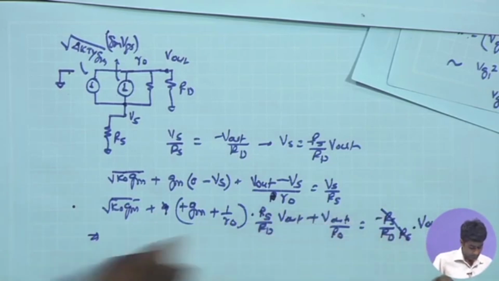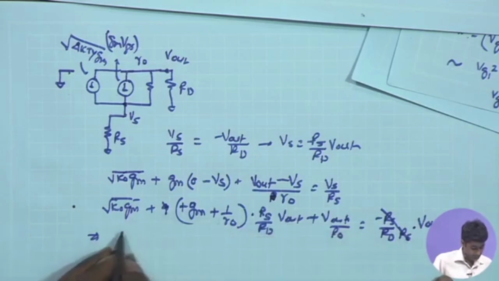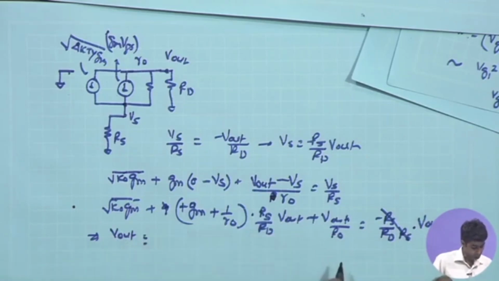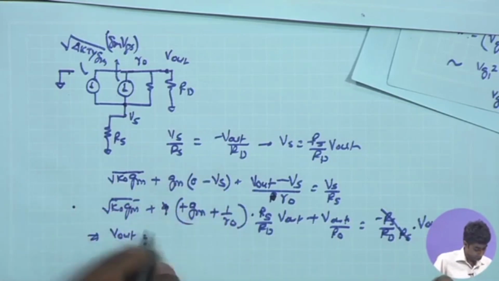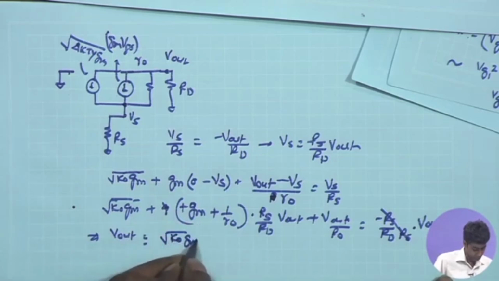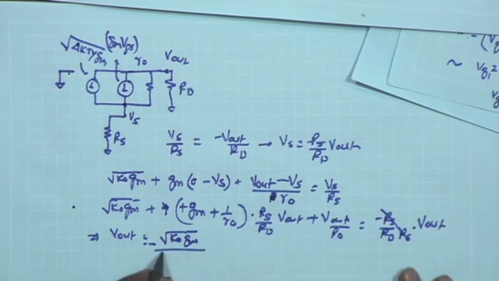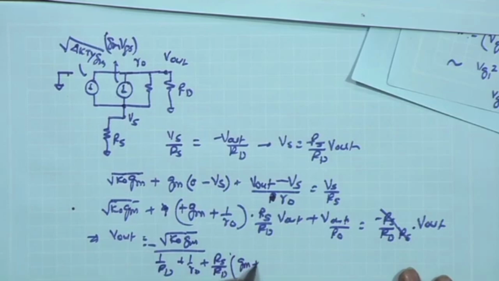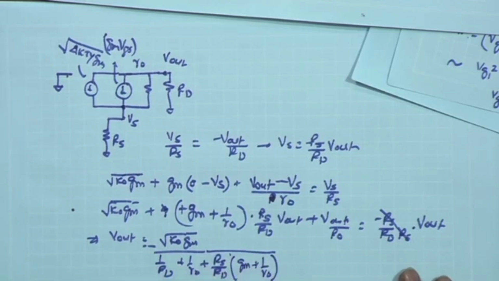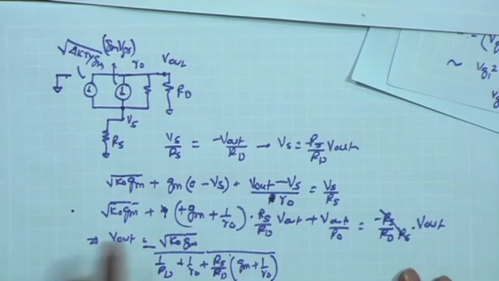We are now I can take this on the other side and find out the expression for V out. So V out is going to be given by root under K0 Gm divided by, with the minus sign, divided by 1 upon Rd, 1 upon Ro plus Rs upon Rd, times Gm plus 1 upon Rho. This is the overall expression I am getting for the V out.